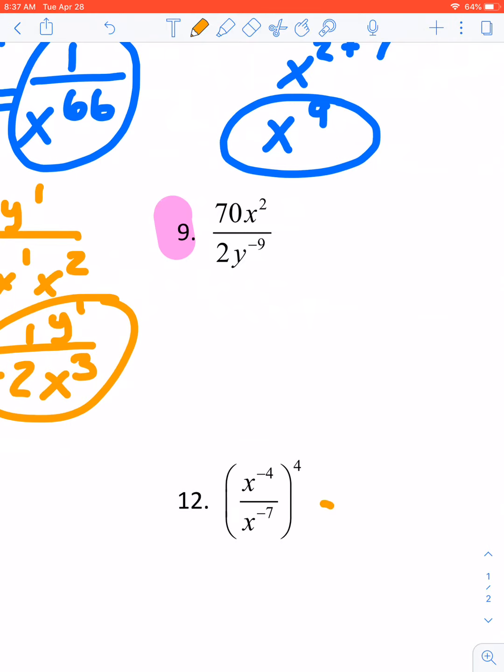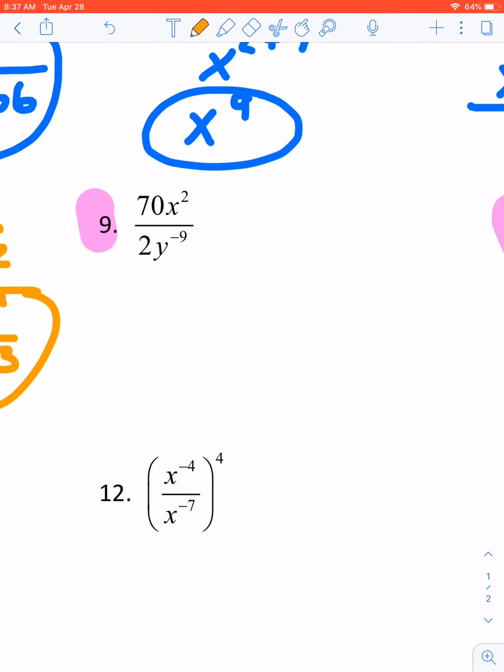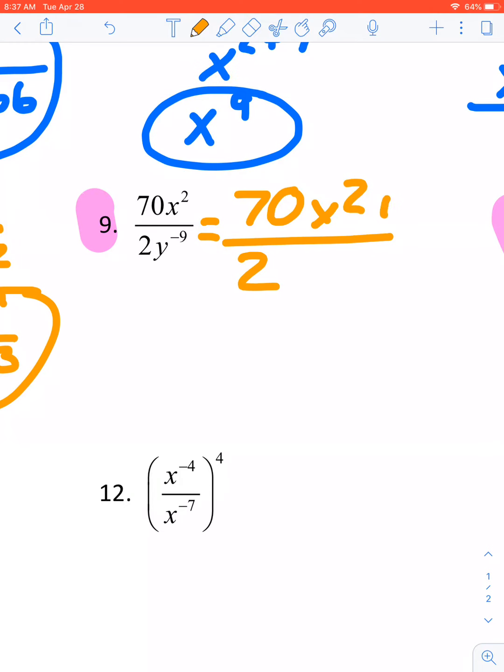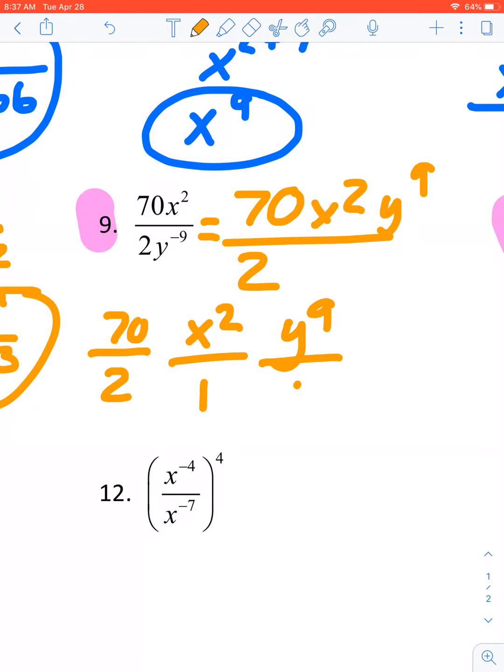So let's continue that on number 9. So I'm going to move things around first. So when I do that, I end up with 70 x squared over 2. And then I know that negative 9, I can move up top to positive. So let's separate those out now. So when I move the negative 9 on top, it drops the negative. So I get 70 over 2. And then I'm left with an x squared on top over nothing, or over 1 if I want to put a 1 there. And then I'm left with a y to the 9th on top over 1.